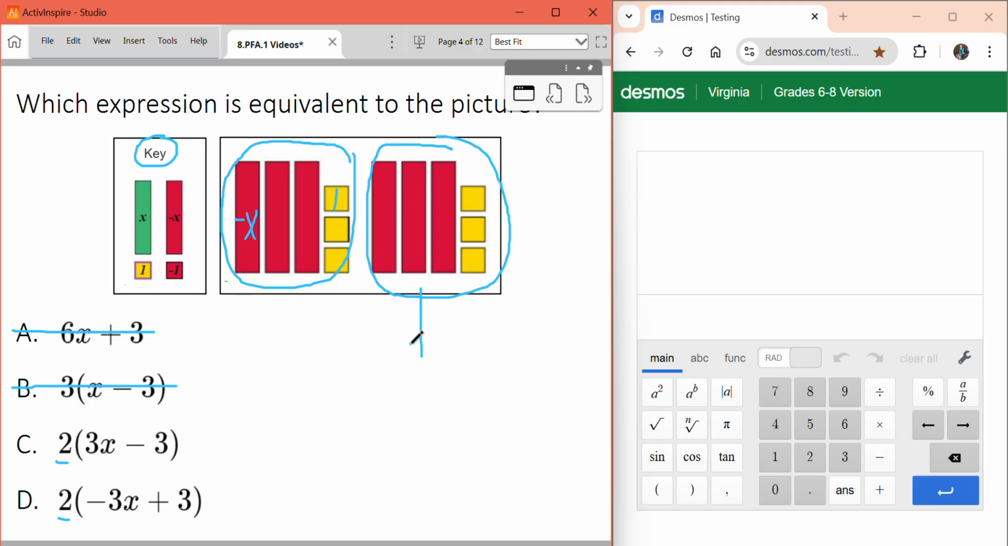So inside each group, I have 3 negative x's. Okay, and it's funny to write it in that order, but that's how my brain is making me think about it. So that's how I'm going to write it down. And then I've got 3 positive 1s, which means my answer is D because that one matches. Let's look at another.